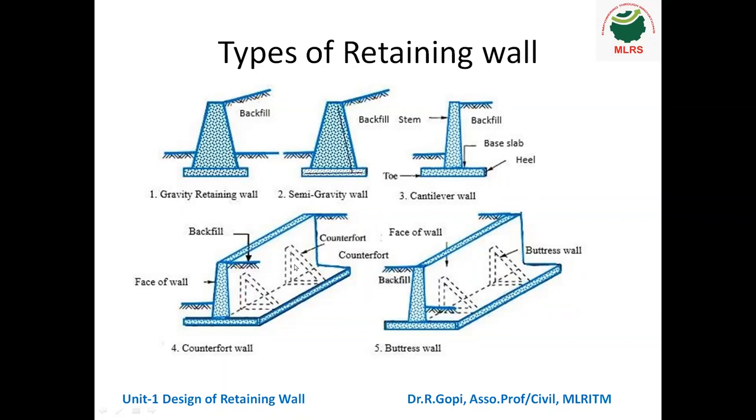The only difference is we need to provide some counterfort support, okay, at the backfill side only. So we have to fill the soil above the counterfort itself. Why we need to provide this counterfort? This type of counterfort retaining wall is constructed more than 6 meter high. Please remember, the only difference between cantilever and counterfort is that the cantilever retaining wall is constructed for 6 meter or below, but the counterfort retaining wall is constructed for above 6 meter.